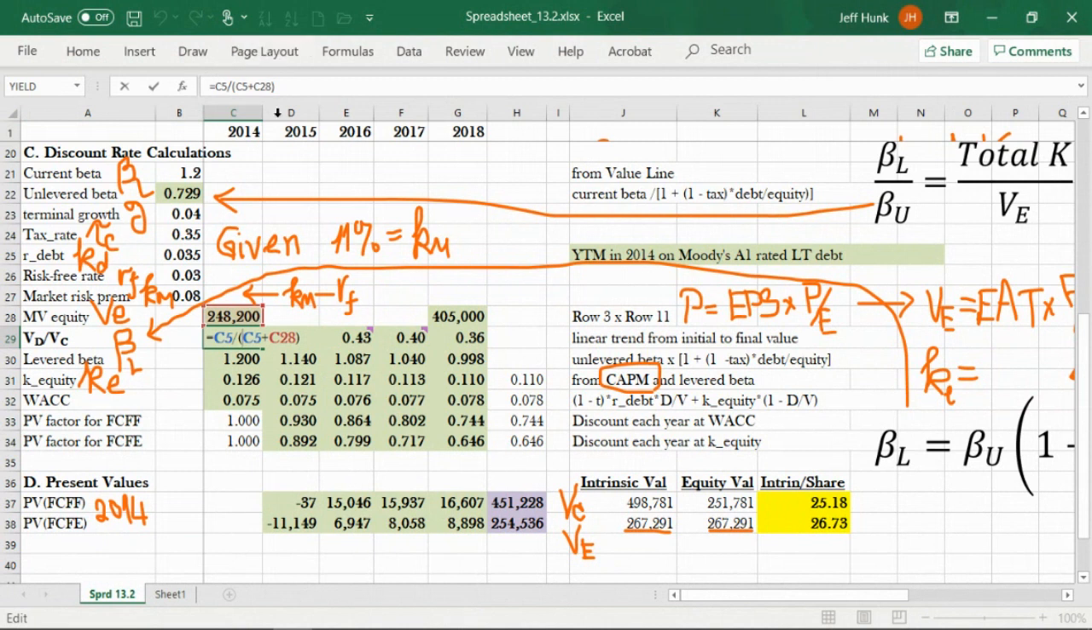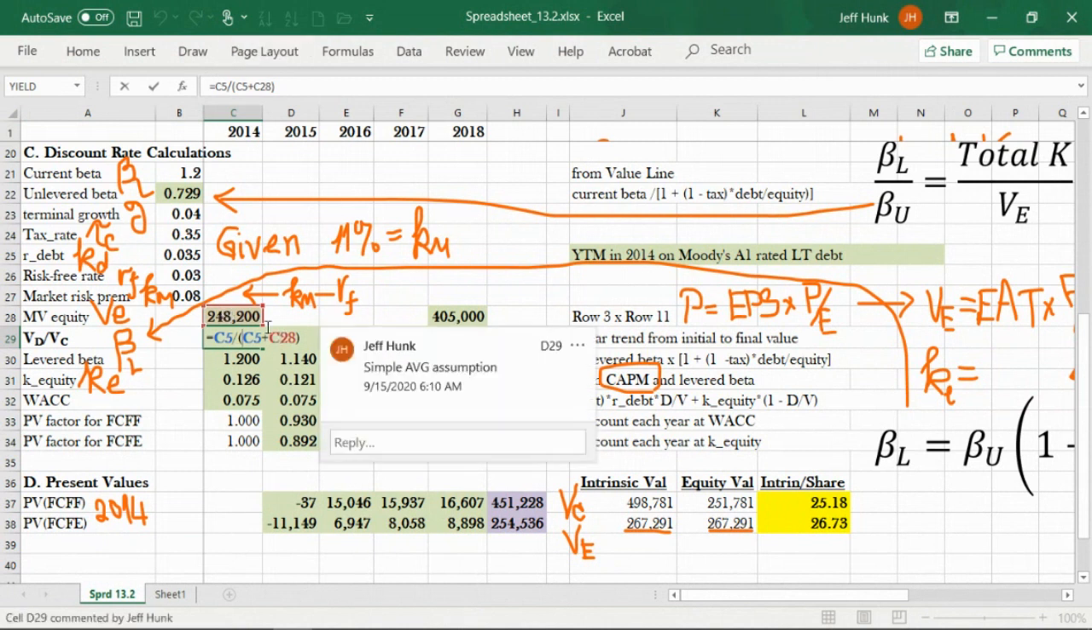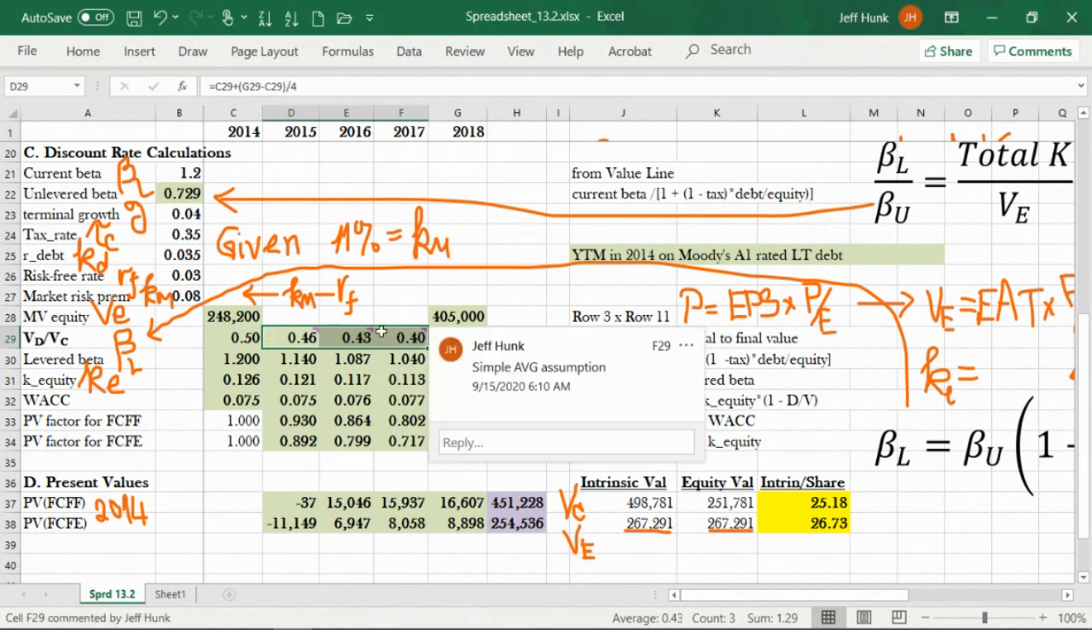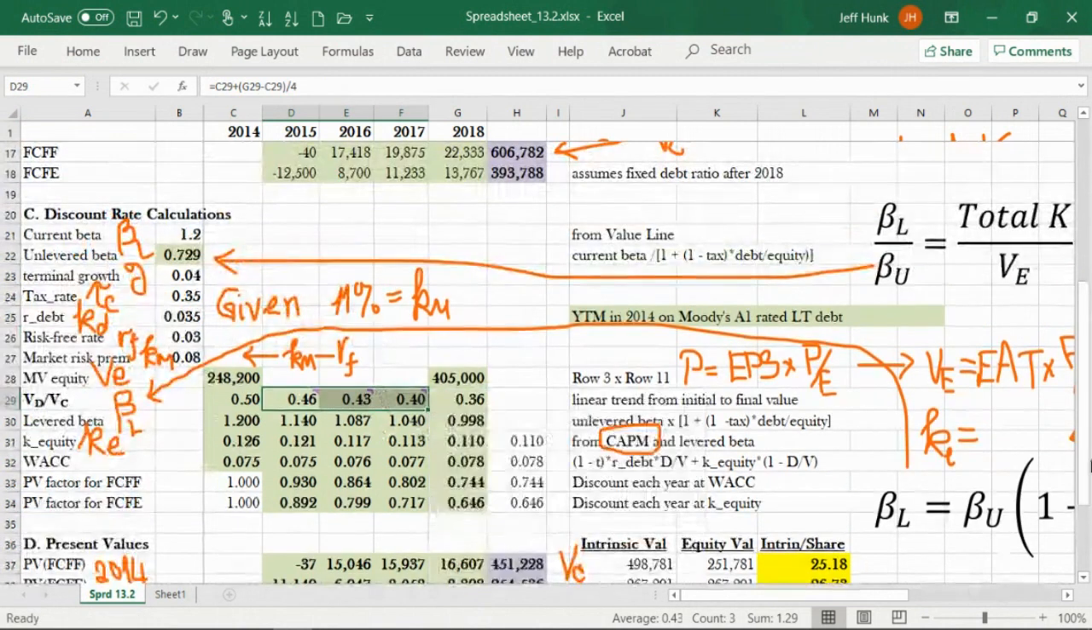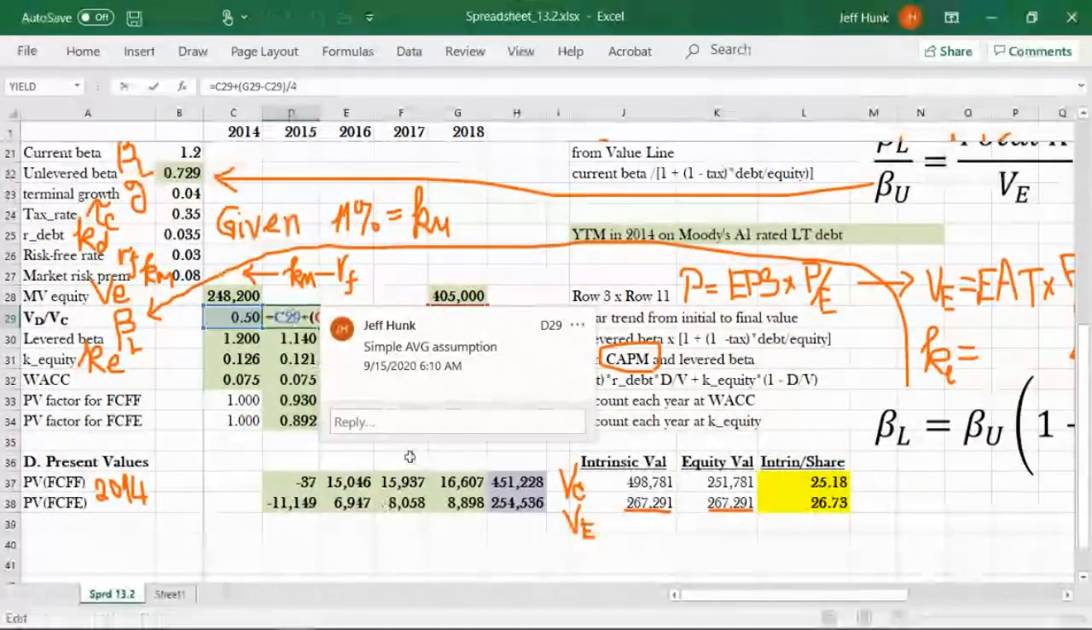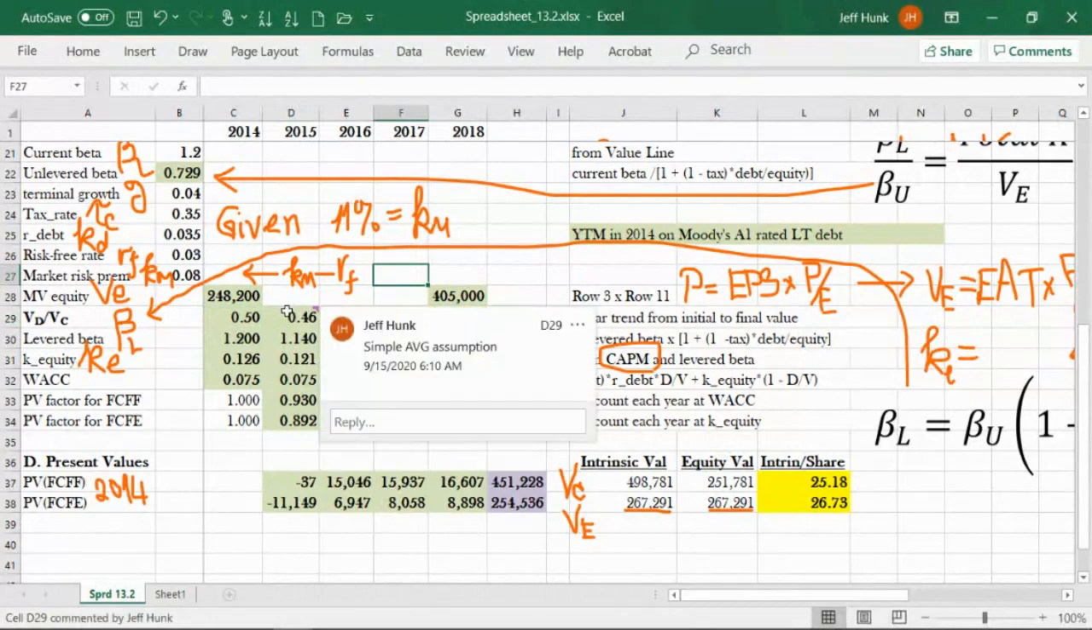C5 is, we know it's debt, and C5 plus this value of equity, right? Market value. That's total capital, right? And then, based on actual data, we have only 2014 and 2018. So the rest of them are linearly smoothed out, right? Using simple average, right?